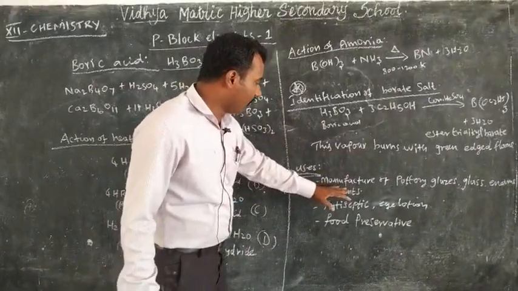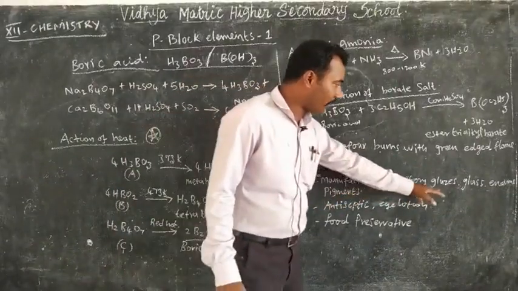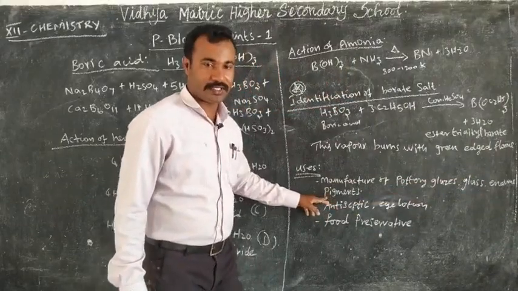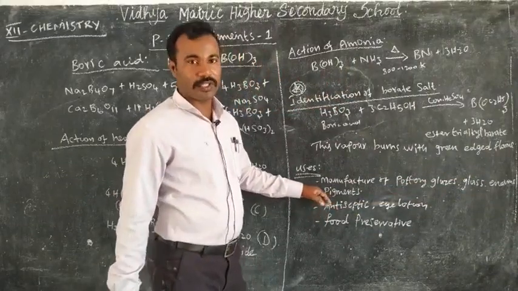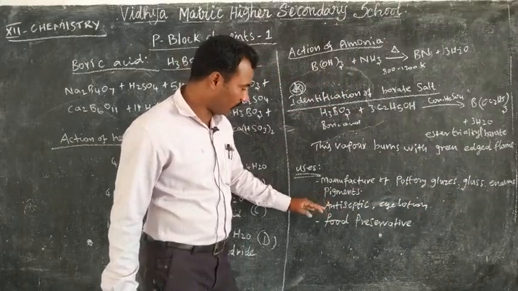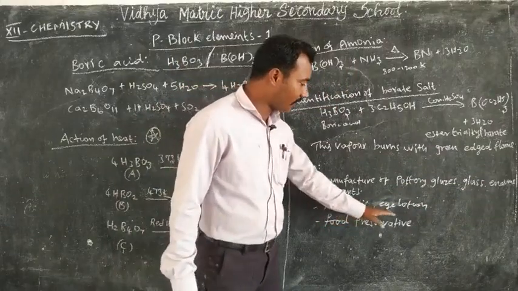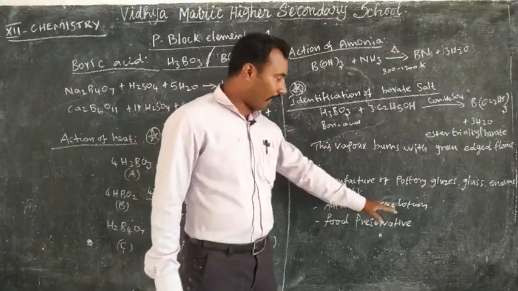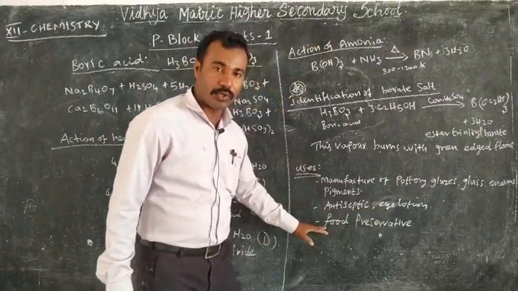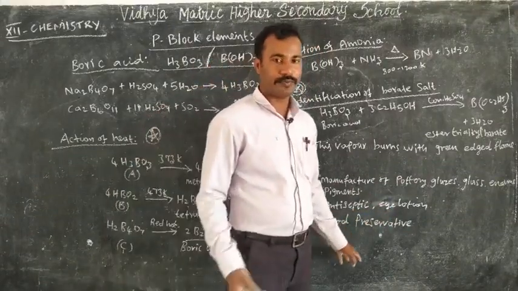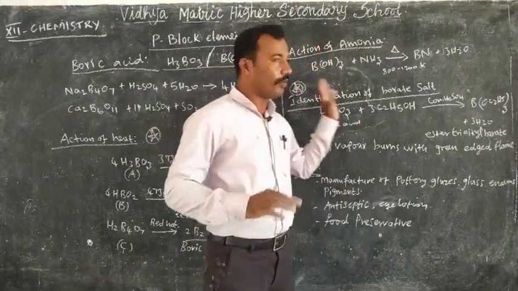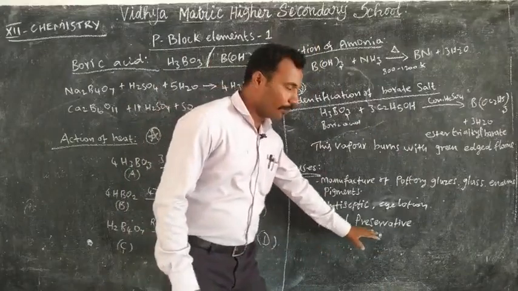Boric acid is used in manufacture of pottery, glass, enamel and pigments. Pigments, you know, means colors. The next one, the preparation of antiseptic and eye lotion, and it is one of the good food preservatives. Borax is also a food preservative. Here boric acid is also used as a food preservative.